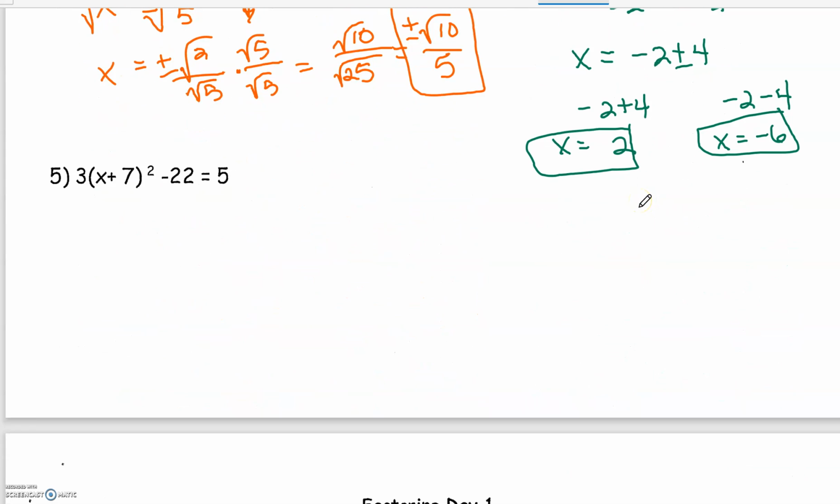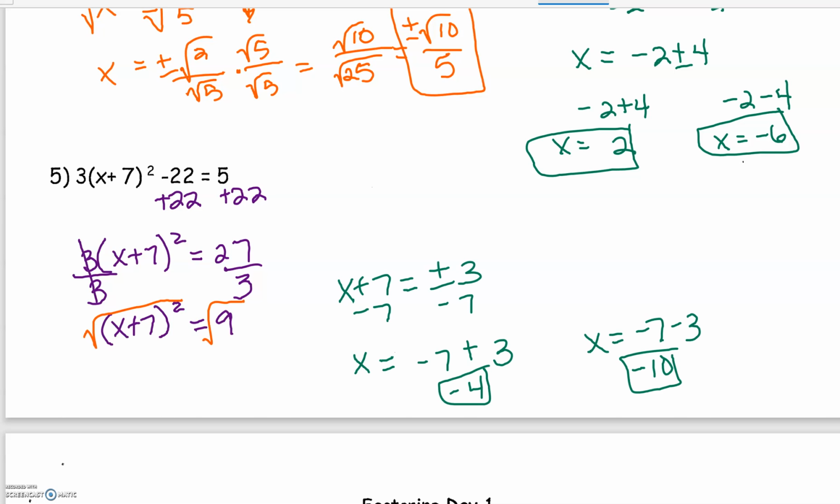So try number 5 and then push play and check when you're ready. And you should have gotten negative 4 and negative 10, because we're going to subtract our 7, so it's negative 7 plus 3, and then negative 7 minus 3.